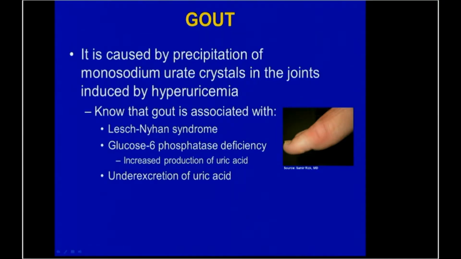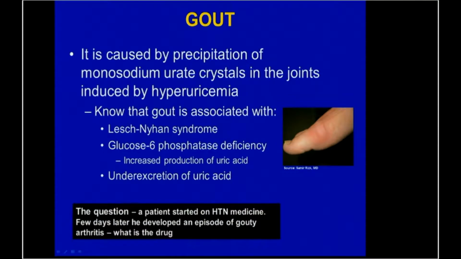hyperuricemia. And remember that gout is associated with some other conditions. Some of them are not very common, like Lesch-Nyhan syndrome. That's not a very common condition, but it's classically presenting with hyperuricemia and gouty arthritis, glucose 6-phosphate dehydrogenase deficiency with increased production of uric acid, and under excretion of uric acid. It's not just overproduction of uric acid, but it could be associated with under excretion of uric acid.